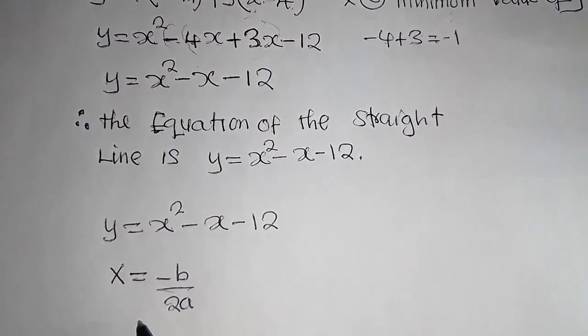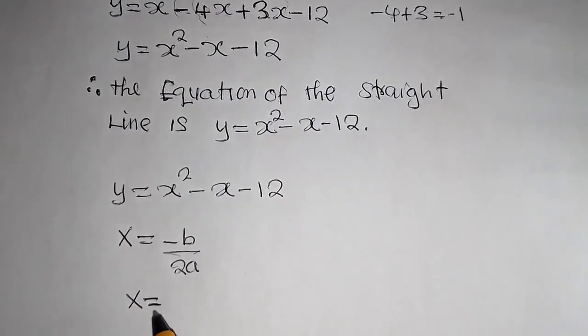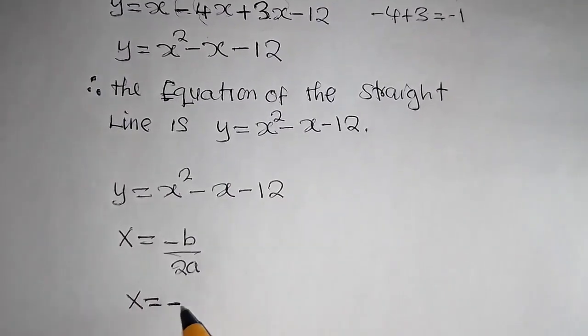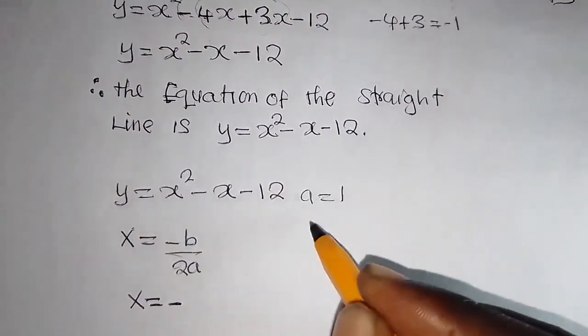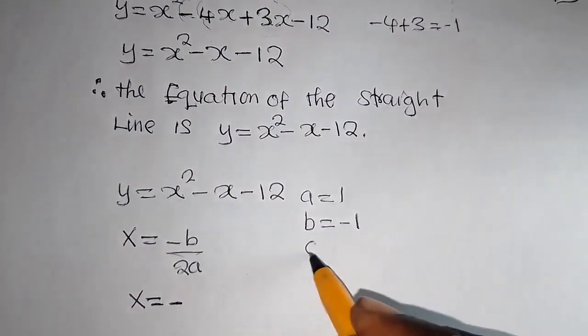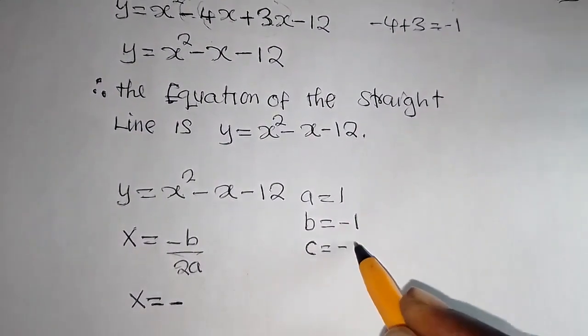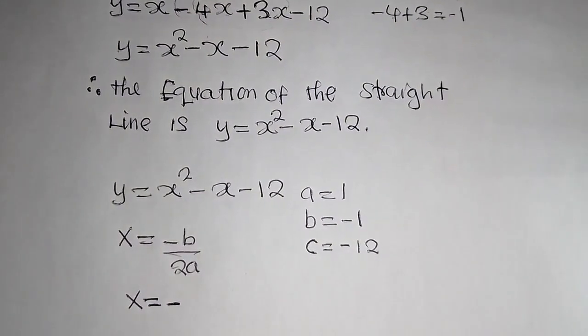After you do this, you say x is equal to negative b. What is b? So a is 1, b is negative 1. The coefficient there is negative 1. What is your c? Your c is negative 12. That's what you are supposed to do.